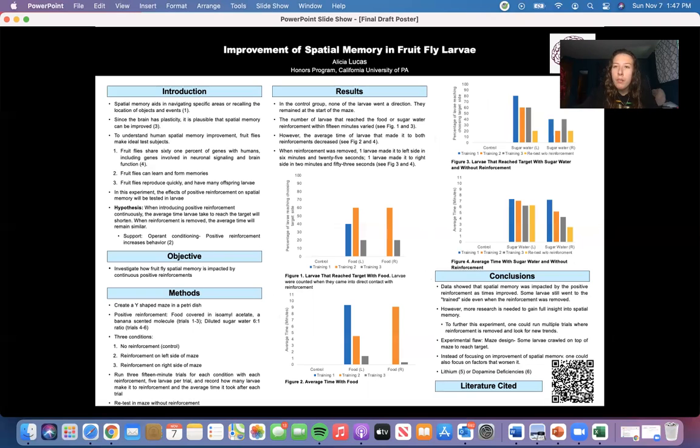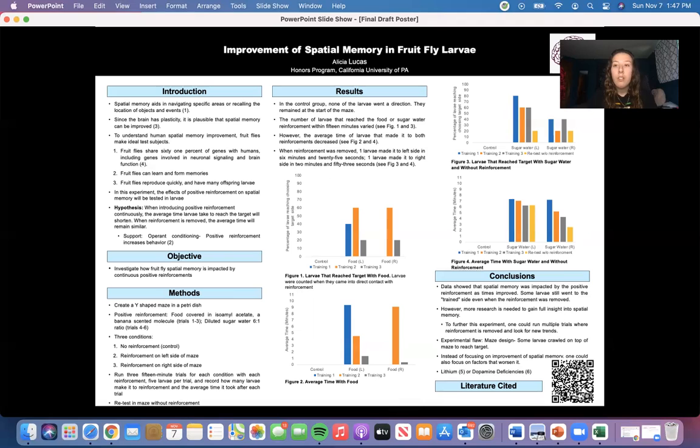Regarding the number of larvae that hit the target directly, it kind of varies. It doesn't really go in an upward trend. However, the average time of the larvae that made it to the target decreased. So we see these trends, like right here, right here, right here.